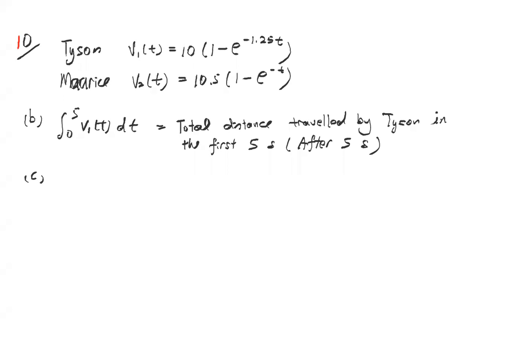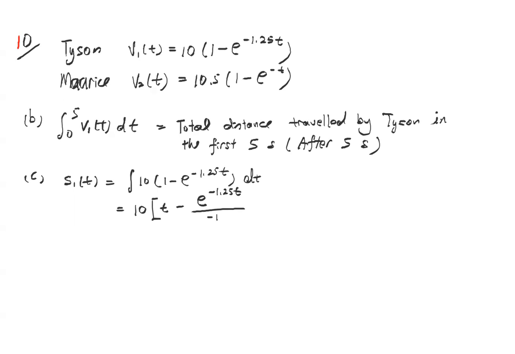Part C. For Tyson, you integrate S1(t). You integrate 10(1 minus e to the power negative 1.25t) dt. So the 10 you just put outside, you integrate 1, what do you get? You get t. You integrate e, you copy down the whole thing, you divide by the coefficient of t. Then you plus c.